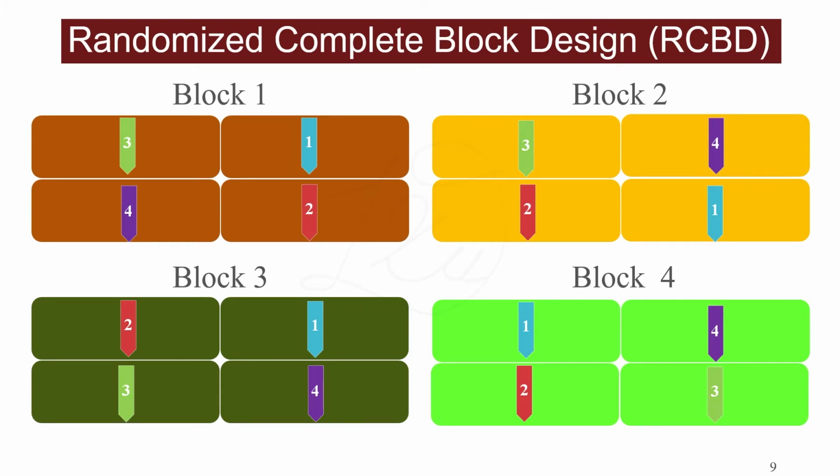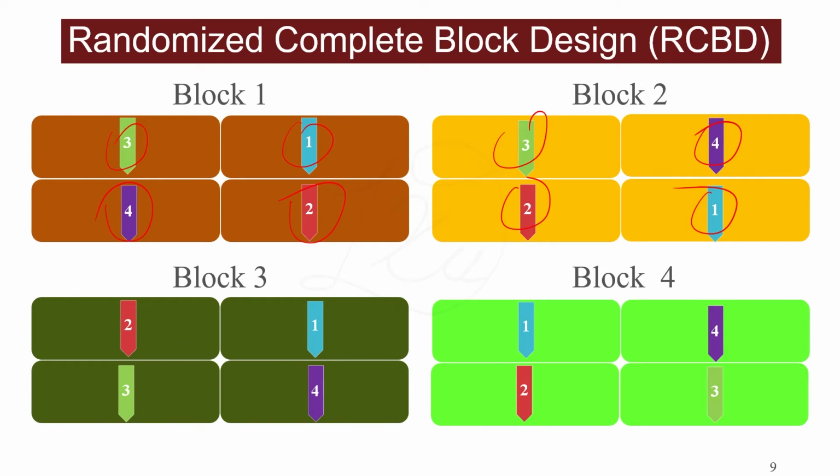The word complete indicates that each block contains all the treatments. So tip 1, 2, 3, 4 in block 1, tip 1, 2, 3, 4 in block 2, and for block 3 and 4 as well. So each block contains all the levels of the factor. In this example, it is the different types of tips. Within a block, the order in which the 4 tips are tested is randomly determined.